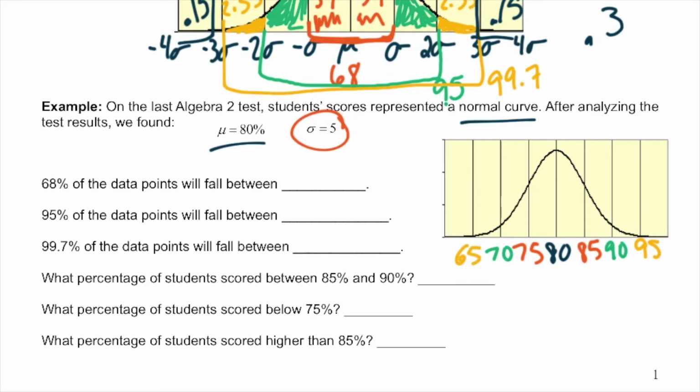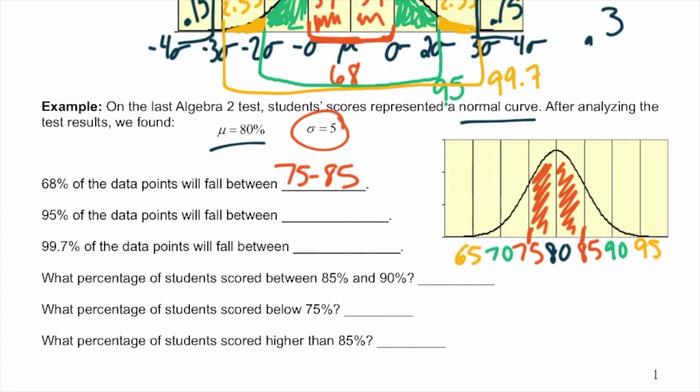All right, so what we know is that 68% of the data is going to fall within these first two. So 68% is these two pieces right here, between 1 standard deviation below and above. So that 68% is between 75 and 85. So we're saying the average of this test was an 80. So that means most people, 68%, a good chunk, scored between 75 and 85.